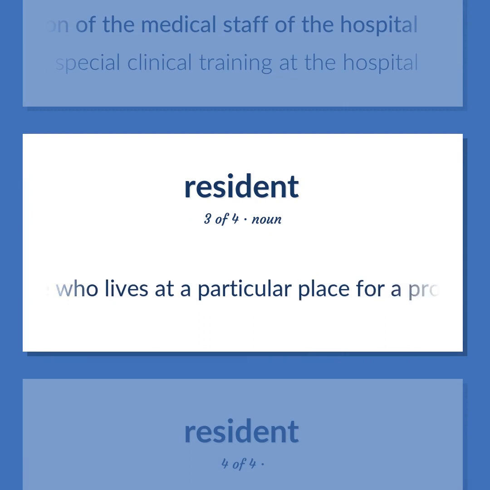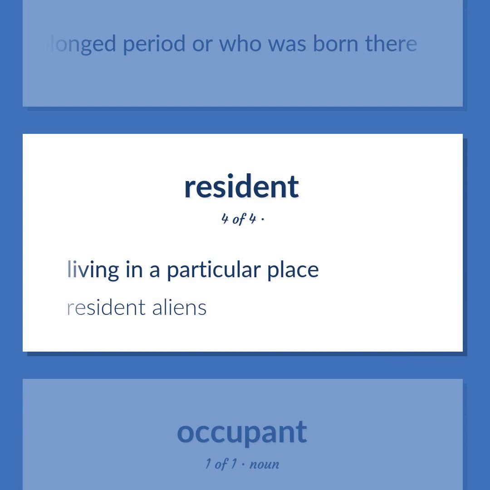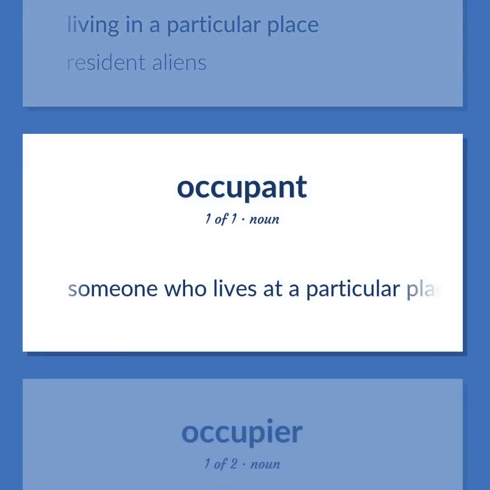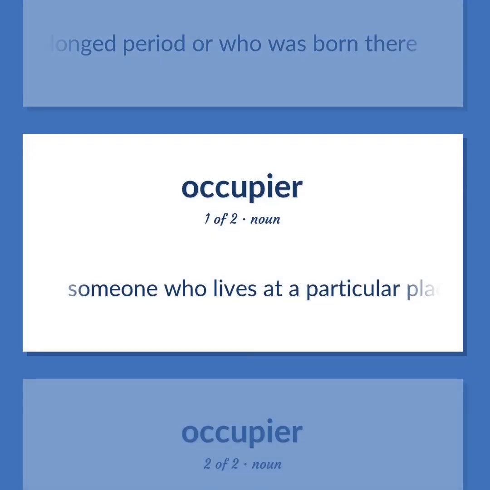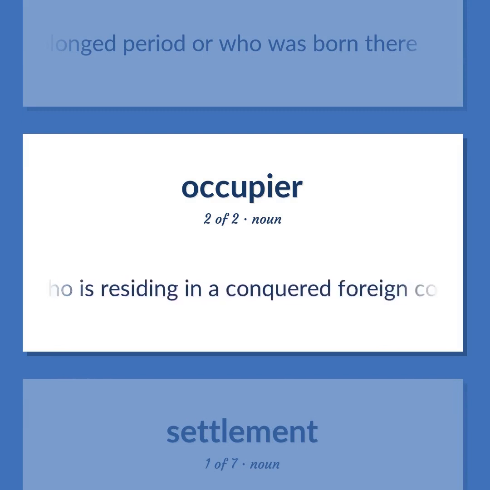Someone who lives at a particular place for a prolonged period or who was born there. Living in a particular place. Resident aliens. Someone who lives at a particular place for a prolonged period or who was born there. A member of a military force who is residing in a conquered foreign country.